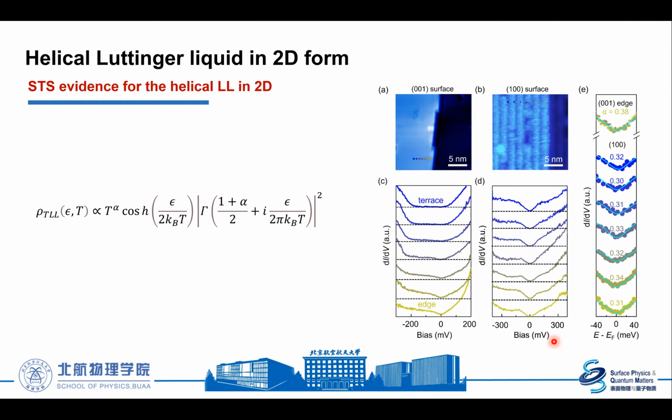I just try to understand, when you see the 2D form. For example, if the 001 edge is just a monolayer step edge, so why is it 2D?